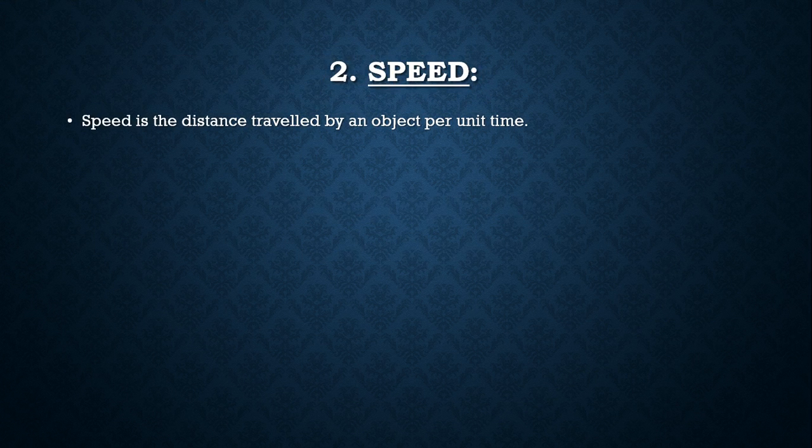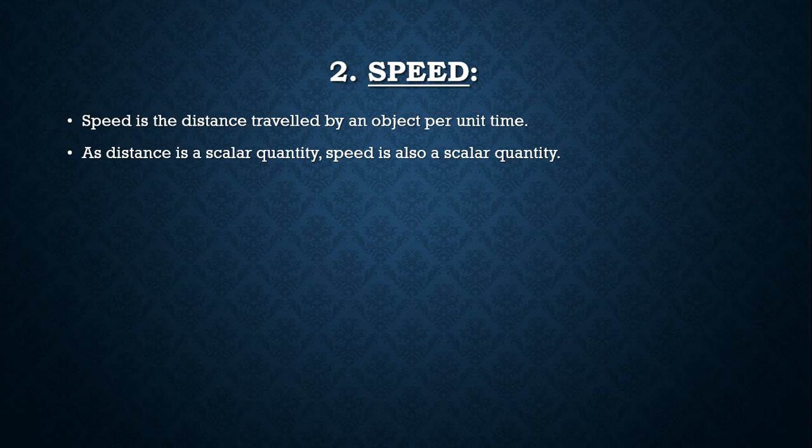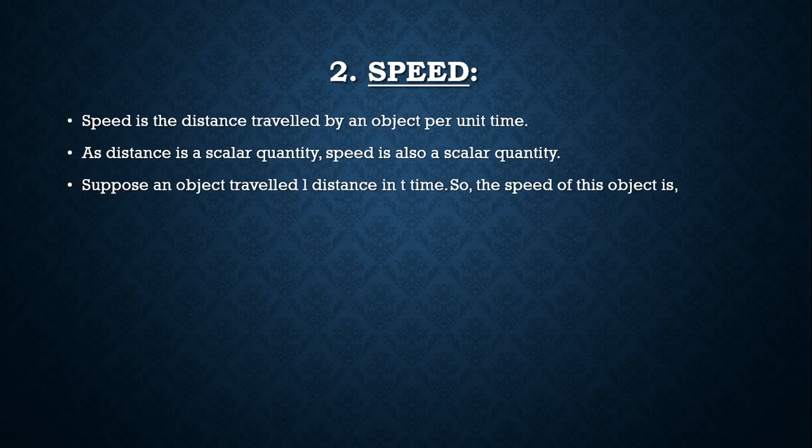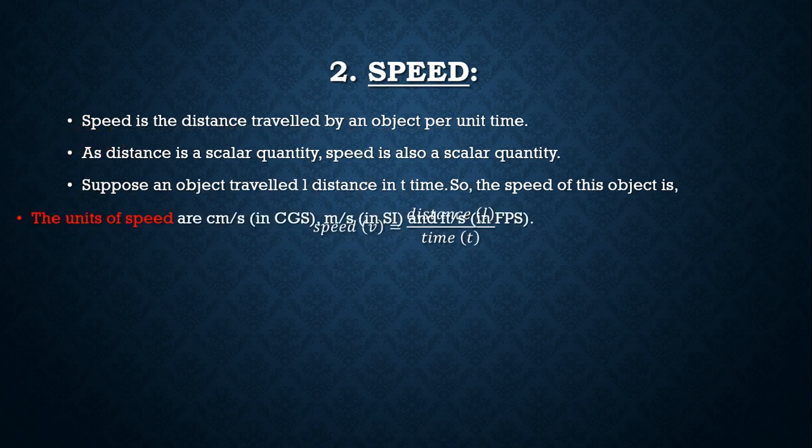Speed is the distance travelled by an object per unit time. As distance is a scalar quantity, speed is also a scalar quantity. That means speed has no direction part, it has only the magnitude part. Suppose an object travelled a distance L in time t, so the speed of this object, v, is equal to distance by time, that is L by t.